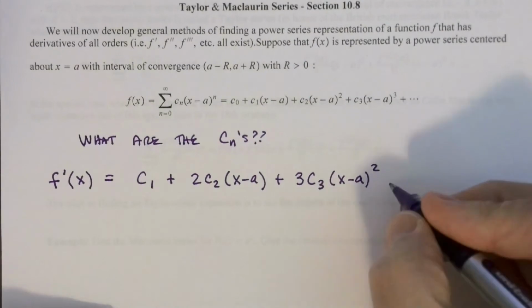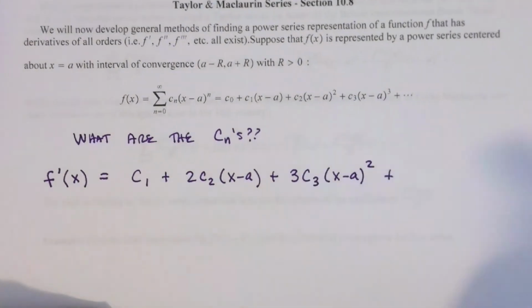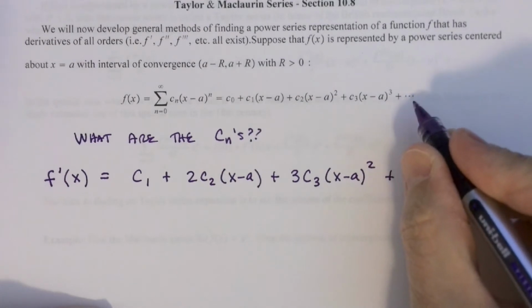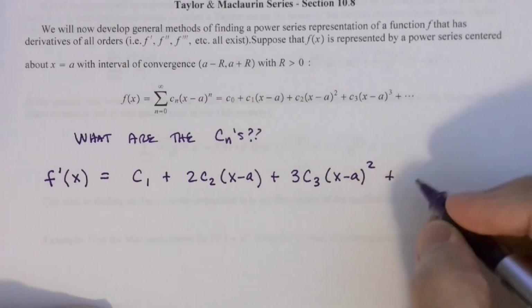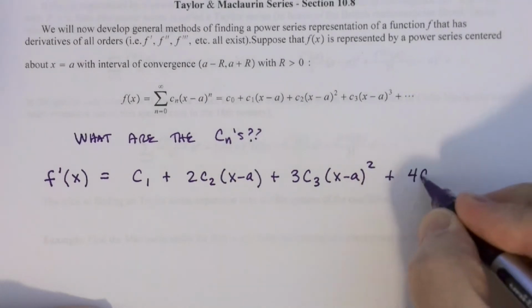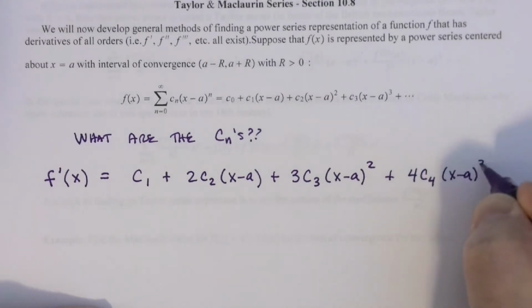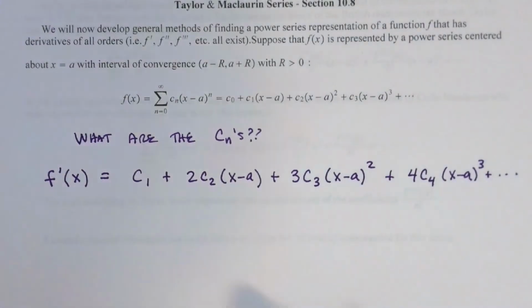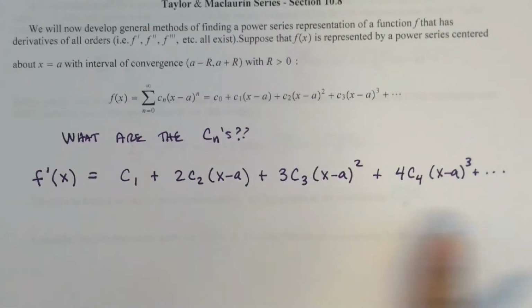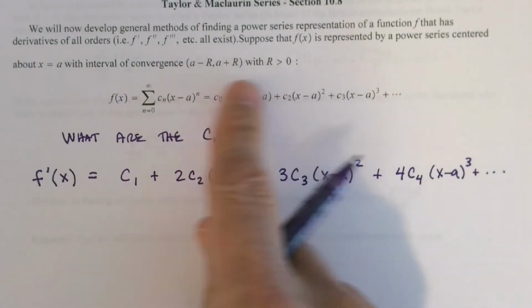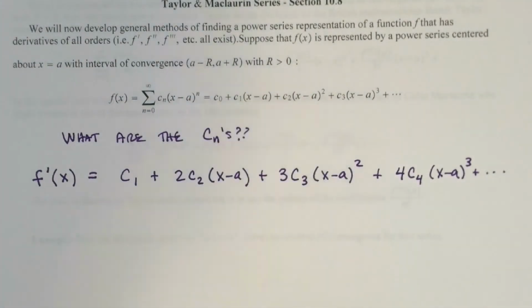What will the next one be? Even though I don't have it here, you should be able to guess what that's going to be. It will be c sub 4 (x minus a) to the fourth. So that's going to be 4c sub 4 (x minus a) cubed, and so on. You see that pattern developing. And the radius of convergence for this power series is still the same, from what we learned last time.